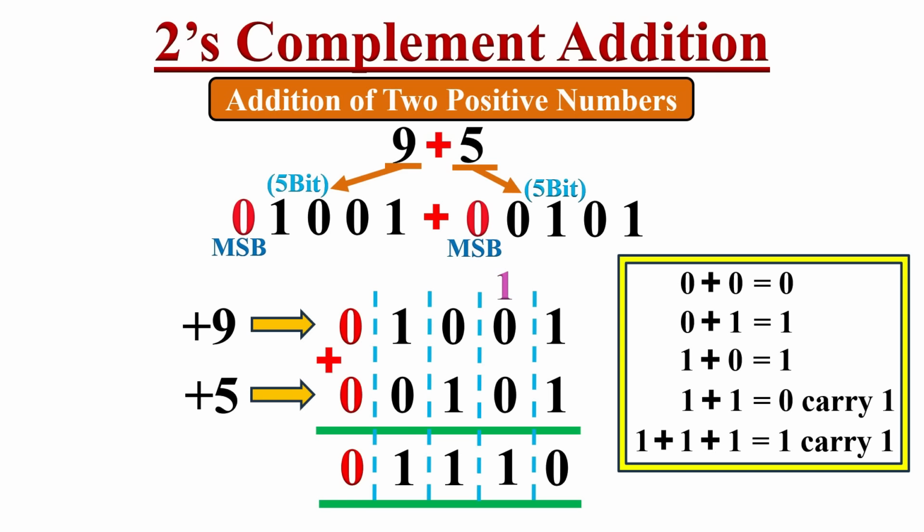Here the MSB is equal to 0. That means the answer is a positive binary number. This is nothing but the decimal equivalent of plus 14. In this way, we can perform the addition of two positive binary numbers.